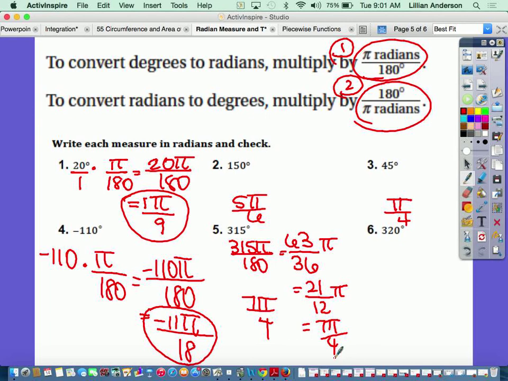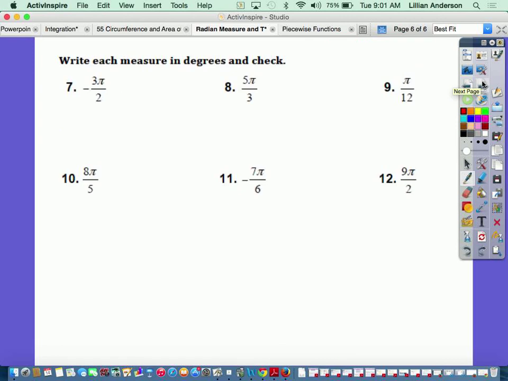Okay? And the last one, 320, you should have got 16 pi over 9. Can you see that one? There you go, converting from degrees to radians. Now going the other way.